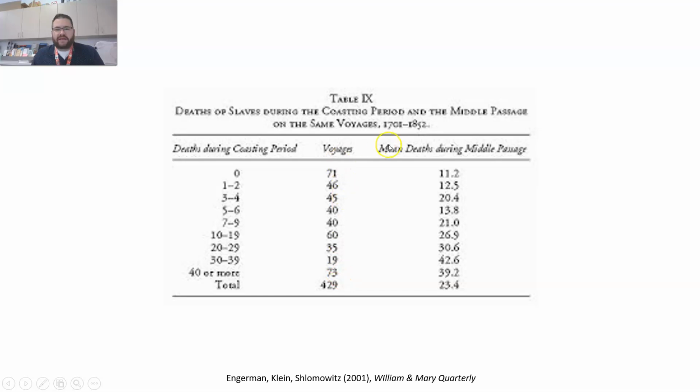We see that in this period of 1701 to 1852 there are over 429 slave ship voyages that will force captured and kidnapped African slaves into an inhumane and horrible system of slavery. We see an incredible amount of death that will occur during the coasting period, and we also see an incredibly sad amount of death that will happen during the actual travels of the slave ship.